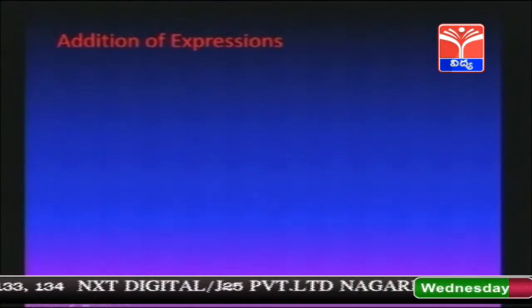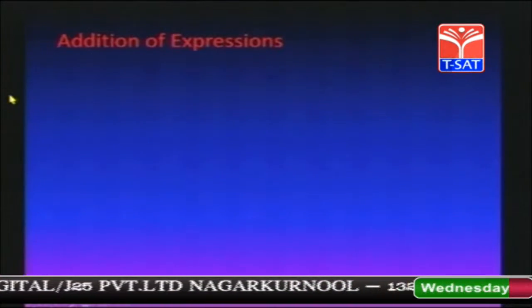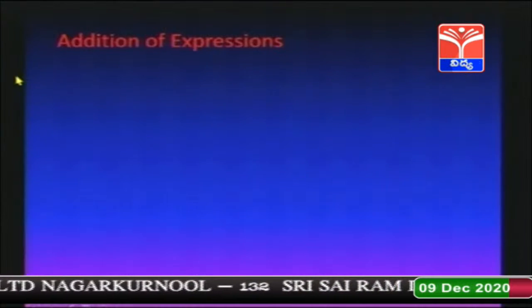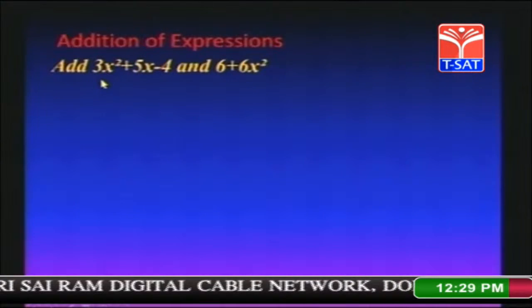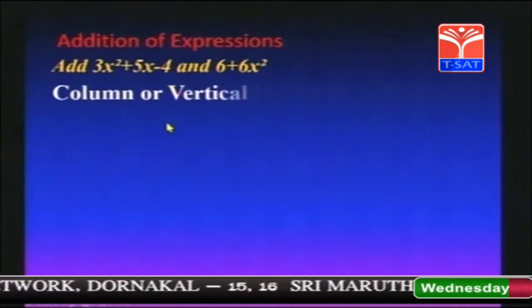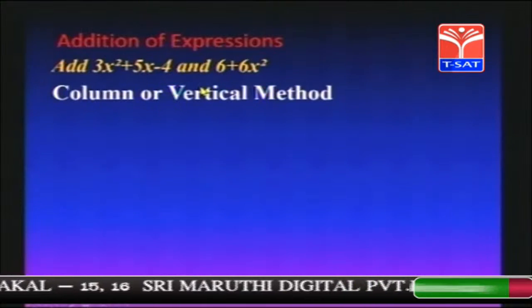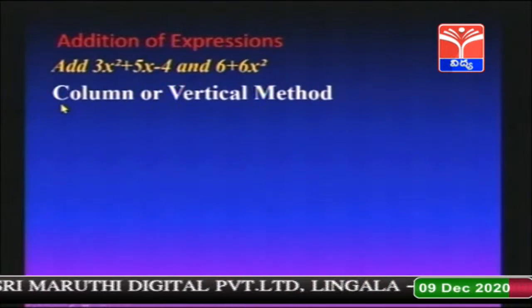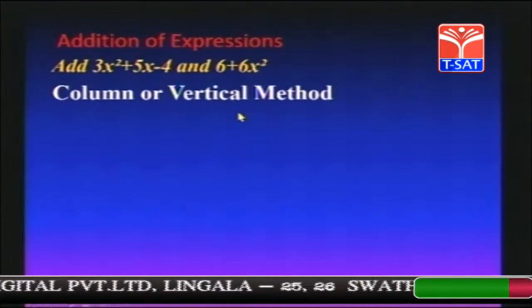Now how do you add algebraic expressions? As we have already learnt that like terms can be added, now we'll see how to add them. Add 3x square plus 5x minus 4 and 6 plus 6x square. Now there are two methods for doing this. First one, column method or vertical method.